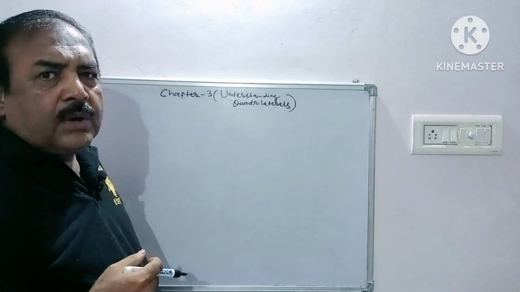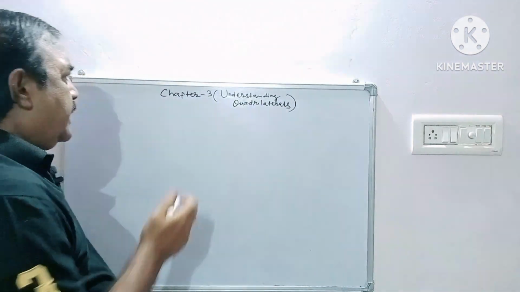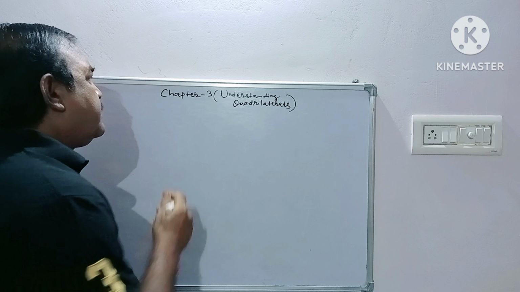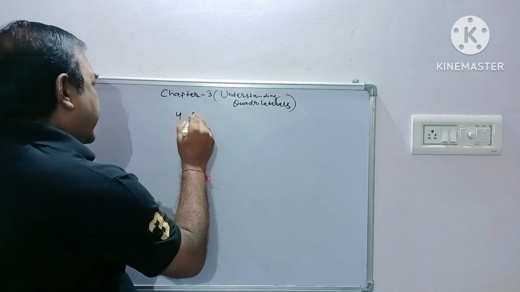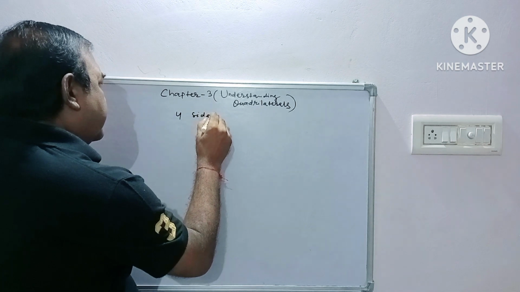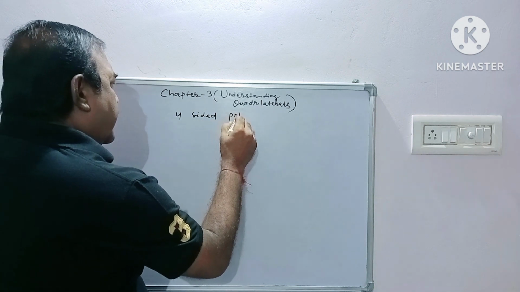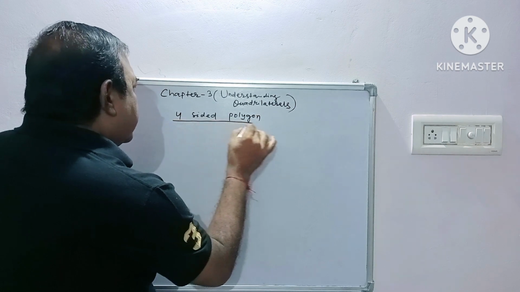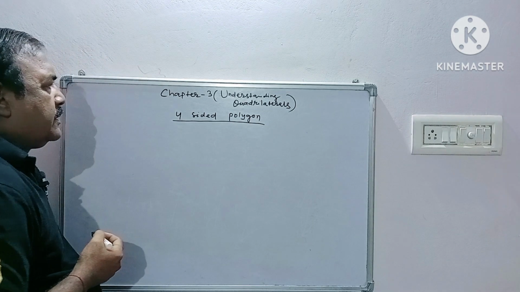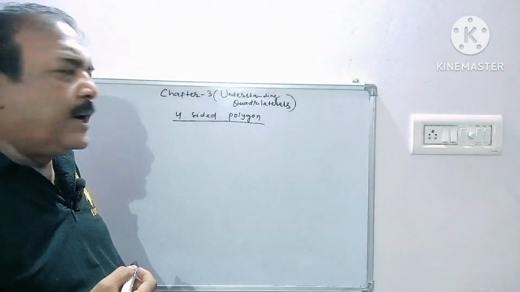So what do you know about quadrilaterals? You know quadra means 4. Quadrilateral means a four-sided polygon. So what is a polygon? Already you know it.